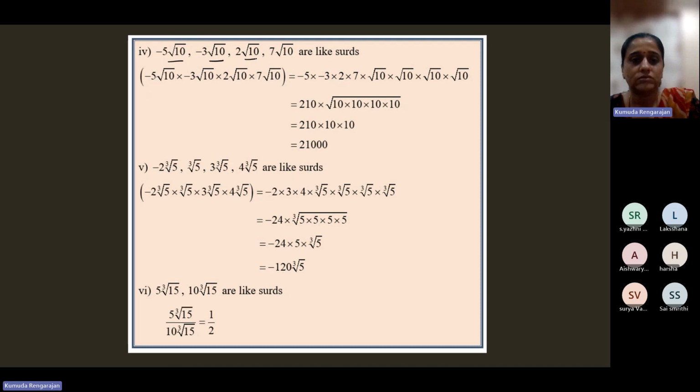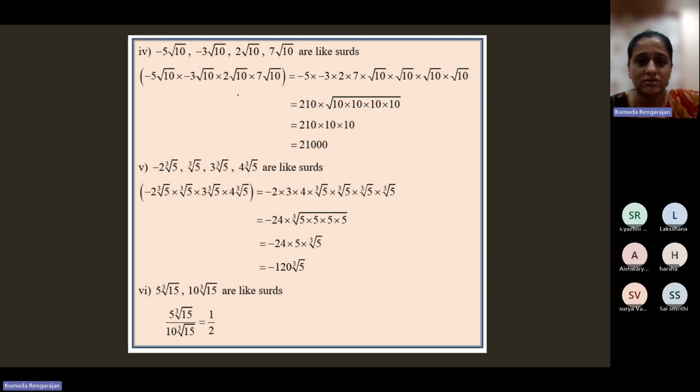So here also, these are like surds because they have the same irrational factor. The rational factor can be anything. The irrational factor is root 10, root 10, root 10, root 10. So they're like surds. And we're just trying to understand how to multiply. They don't have to be like to multiply. Whether they're like or unlike surds, you can multiply them. But we are learning how to multiply like surds. So how do we multiply?